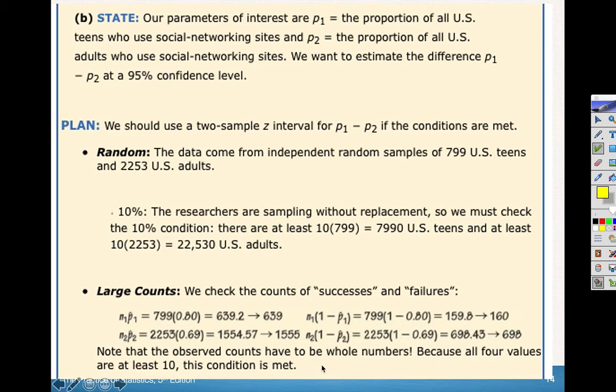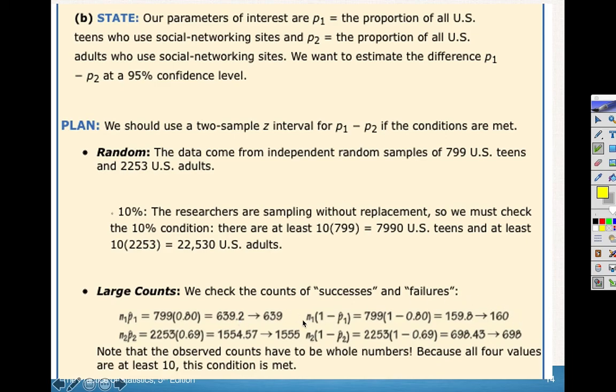Now look at the large counts. You do indeed have to show this. You do have to show me n1 p-hat 1. You don't have to show this step, but you have to show the answer right here, 639. You do want to round these to whole numbers. I will show you more that you do want to indeed round these to whole numbers. Always, because that's what they stand for.